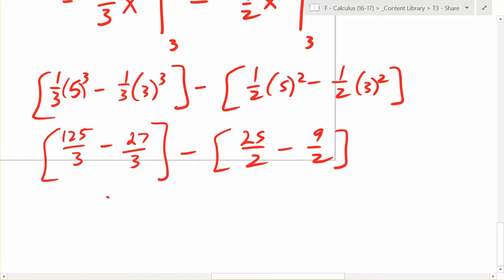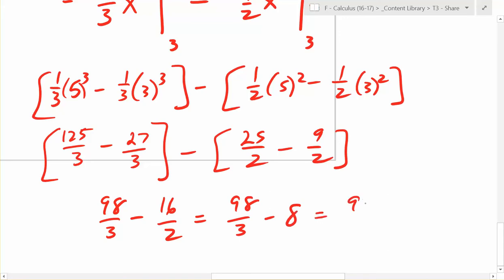98 over 3 minus what? 16 over 2, which is 98 over 3 minus 8, right? Change it into thirds. How many thirds are in 8? 24. So 98 over 3 minus 24 over 3. So what's that going to be?